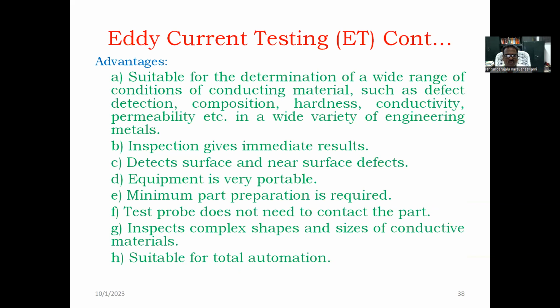Advantages of eddy current test: suitable for determination of a wide range of conditions of conducting materials such as defect detection, composition, hardness, conductivity, permeability, etc. in a wide variety of engineering materials. Inspection gives immediate results. Detects surface and near surface defects. Equipment is very portable. Minimum part preparation is required. The test probe does not need to contact the part. Can inspect complex shapes and sizes of conductive materials, suitable for total automation.